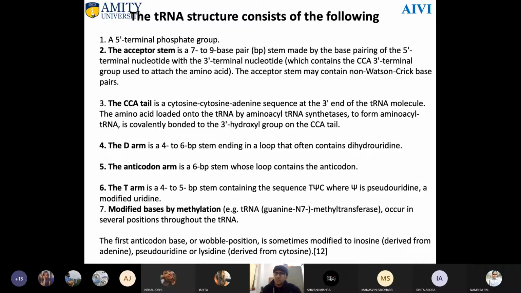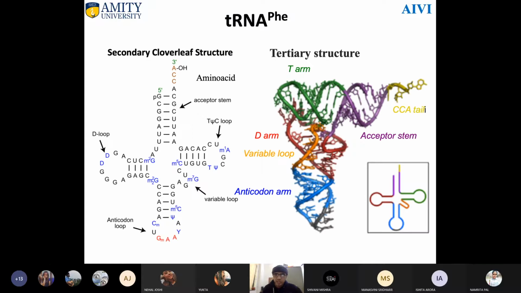tRNA is the transfer RNA. It carries the amino acid, and it helps in reading the message present on your mRNA. Accordingly, its structure is going to be there. Its structure is a bit complex compared to the other RNAs. At the 5' terminal it has a phosphate group, and then it has the acceptor arm, CCA tail, D arm, anticodon arm, T arm, and modified bases. All these components are present in your tRNA.